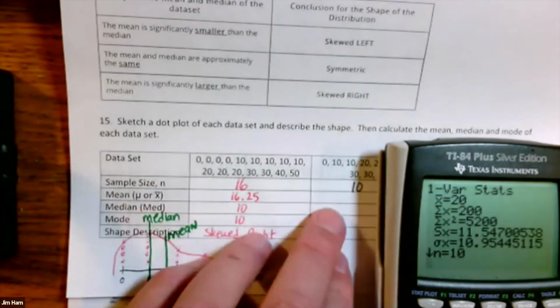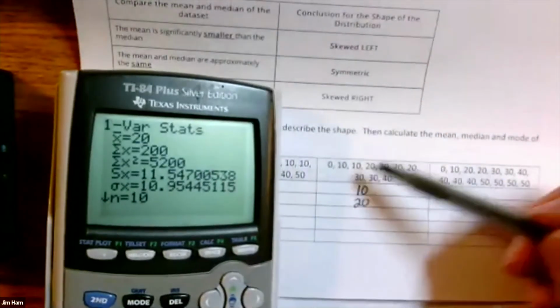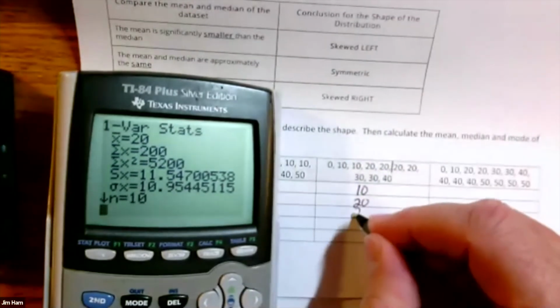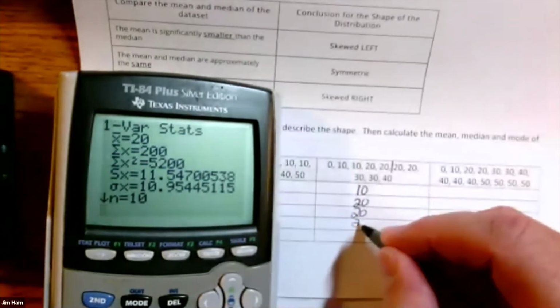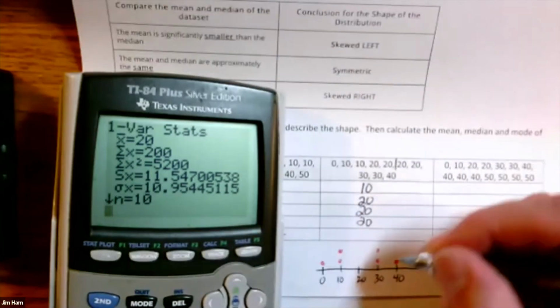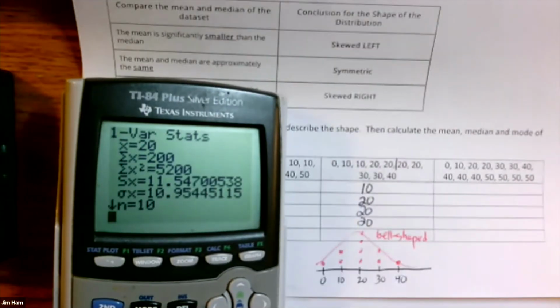All right, so the mean is 20, and the median, 10 values, 1, 2, 3, 4, 5. So it's kind of right between the 20 and the 20. So the median is also 20. The mode is also 20. And the shape, yeah, this is almost perfectly bell-shaped, right? Symmetric.